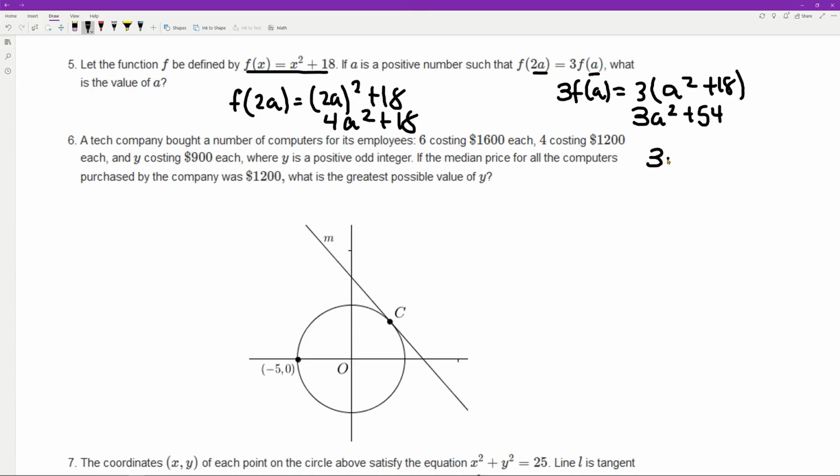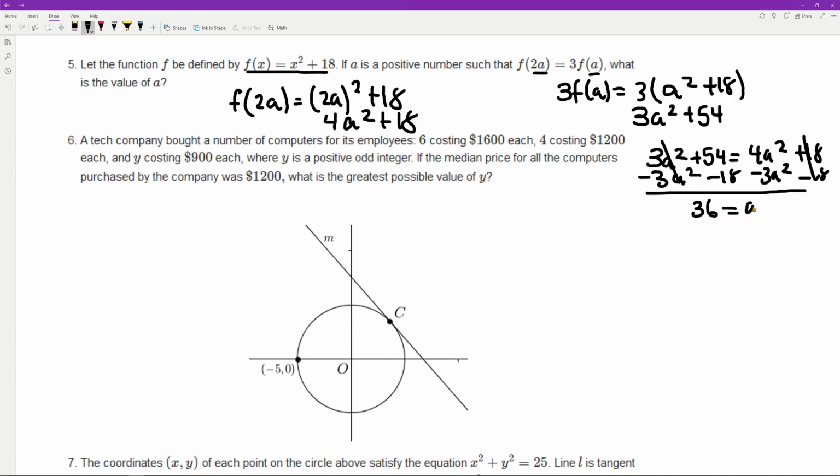So 24a squared plus 54 is equal to 32a squared plus 18. And now we just bring them over to the other side. We have the variables towards one side and the constants towards the other side. So that crosses out, and we have 36 is equal to a squared. And now we just take the square root, and a is going to be equal to 6.